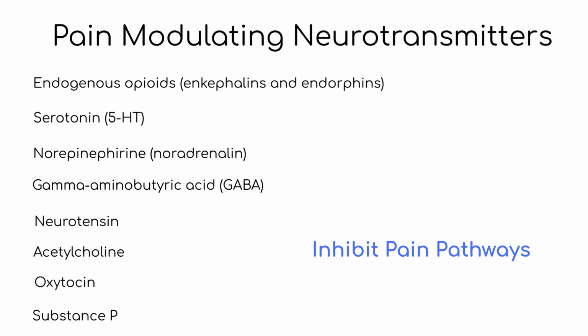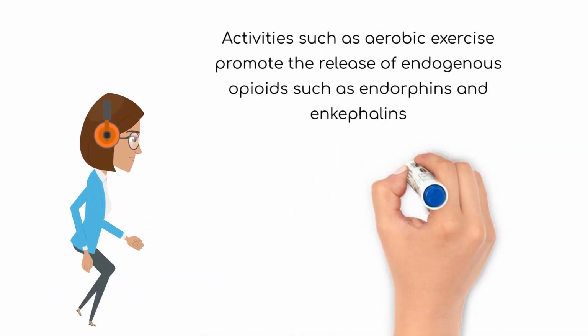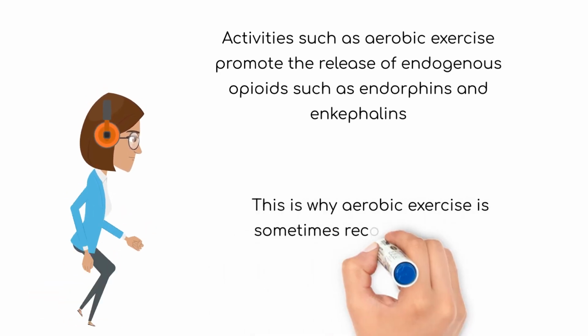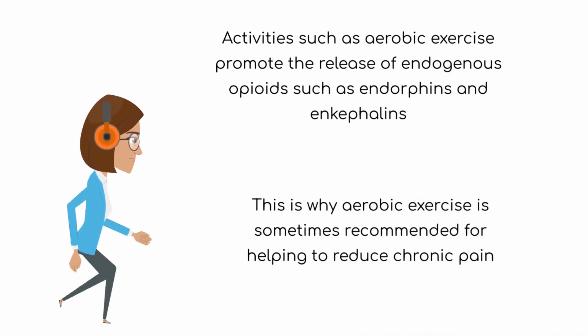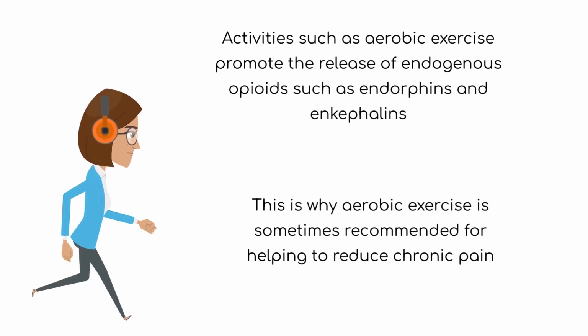The endogenous opioids, such as endorphins and enkephalins, are produced by the body and function to decrease pain. Activities such as aerobic exercise can promote the production of endogenous opioids, which can help reduce pain. This is why aerobic exercise is sometimes recommended to help manage pain.